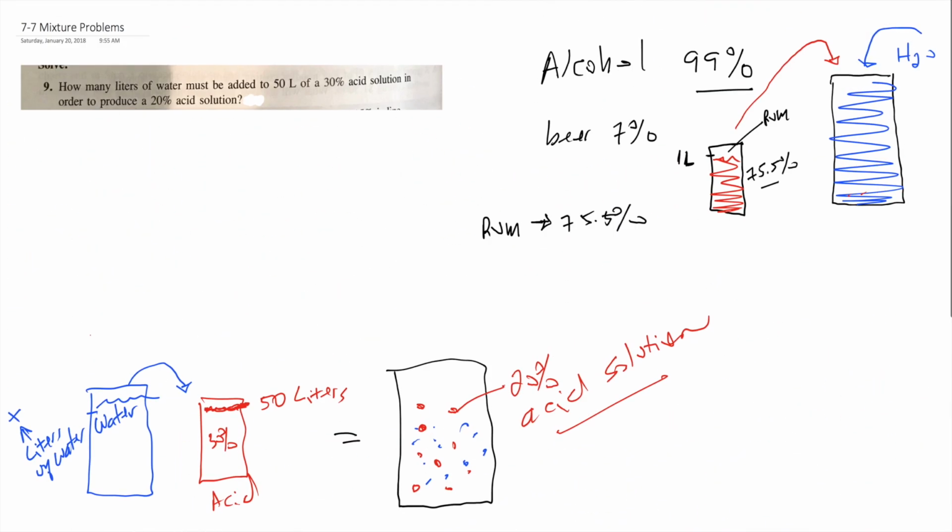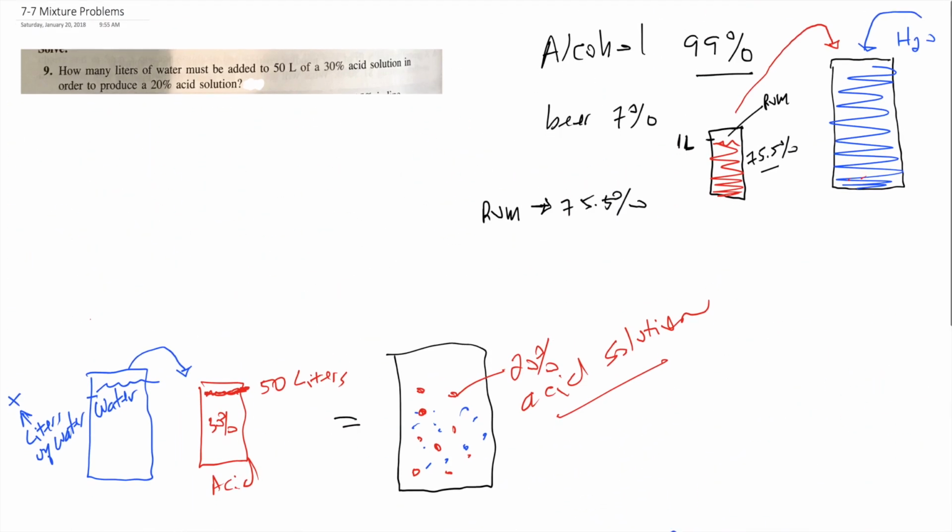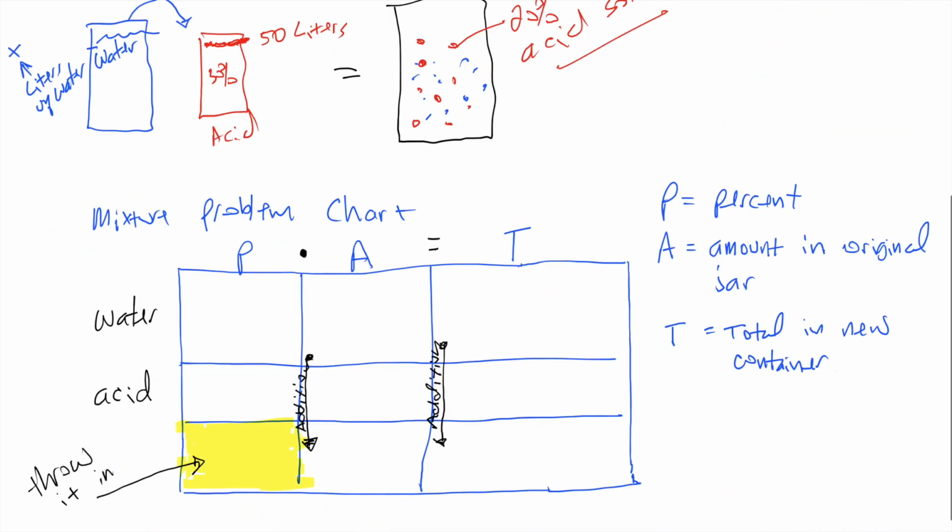Let's read it again. It says, how many liters of water? Well, percent is percent acid. So this problem is kind of tricky because of that. So percent acid. Do you know what percent acid water is? It's 0%. So let's go ahead and put that in decimal form, 0.